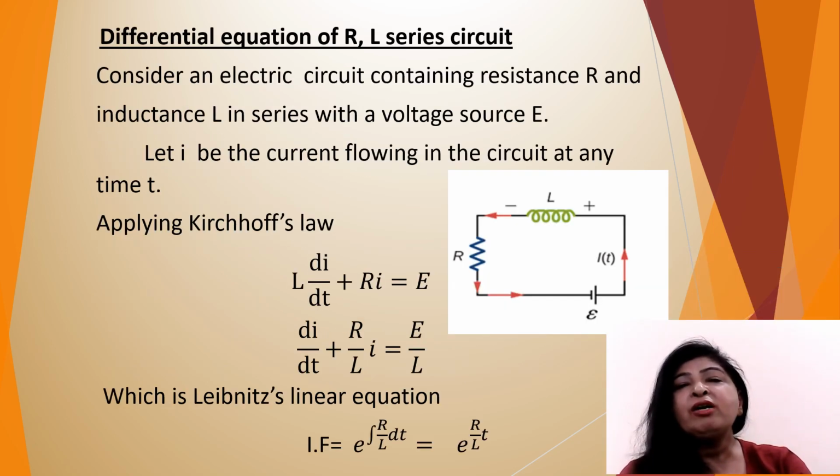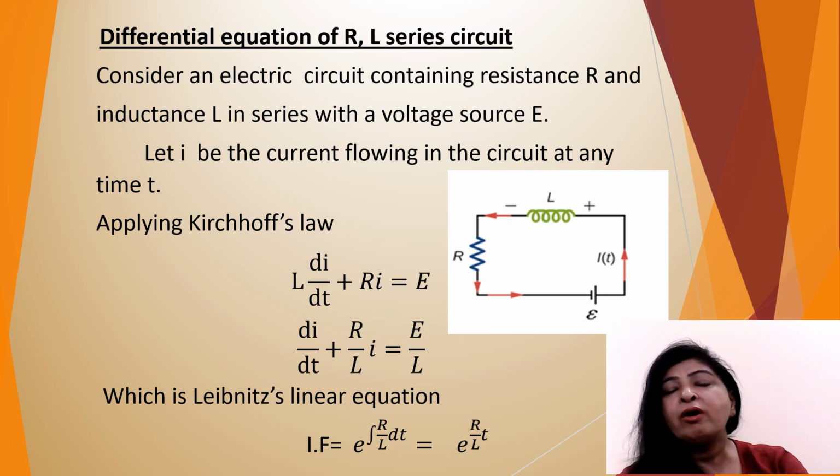Now the differential equation for RL series circuits is obtained as follows. Consider an electric circuit containing resistance R and inductance L in series with voltage source E. Let I be the current flowing in the circuit at any time t.